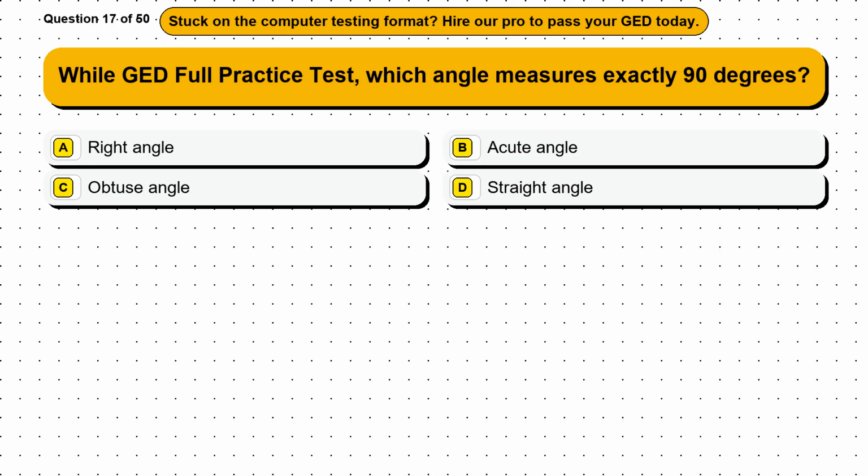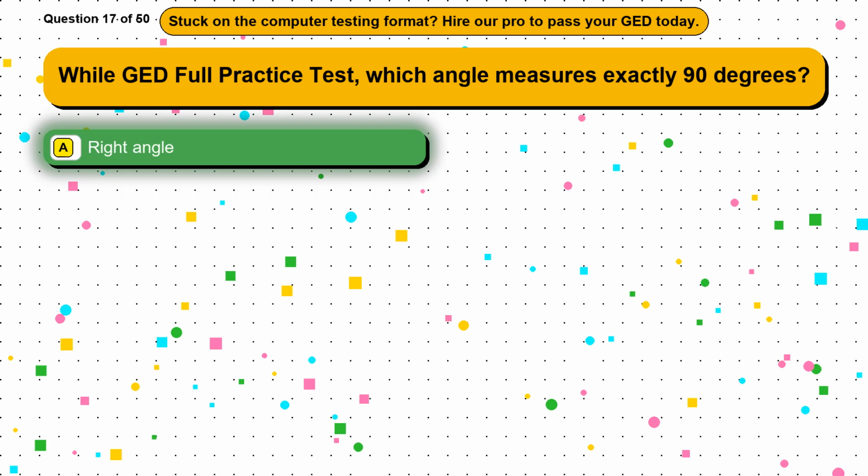Question 17. While GED Full Practice Test, which angle measures exactly 90 degrees? Option A. Right angle. Option B. Acute angle. Option C. Obtuse angle. Option D. Straight angle. The correct answer is option A.